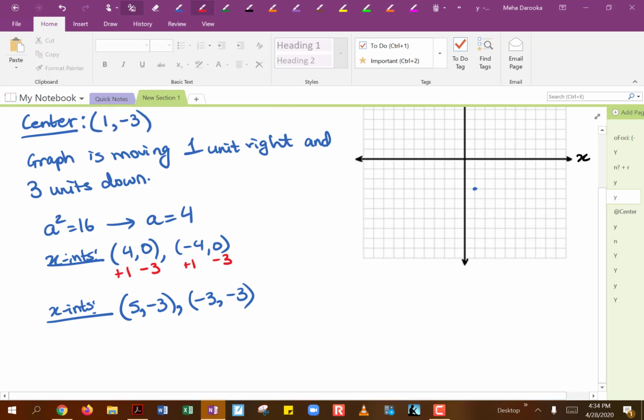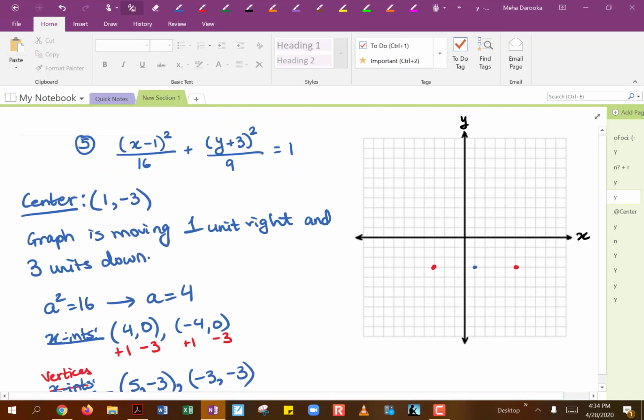So positive 5, negative 3 will be 1, 2, 3, 4, 5. I call it the x-intercept, but technically, instead of x-intercepts, we should call this the vertices of our horizontal major axis. Okay, so positive 5, negative 3, and then negative 3, negative 3. So these would be the vertices of our horizontal major axis. Now let's go ahead and see how the y-intercepts will change.